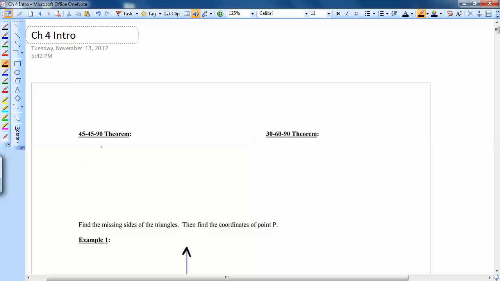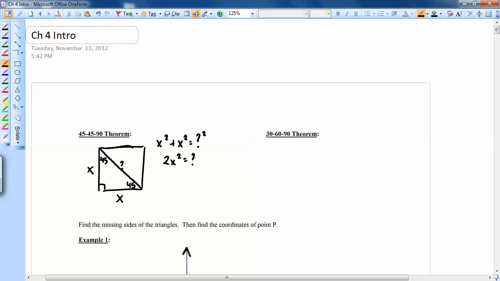The 45-45-90 theorem comes out of a square. If you start with a square and all the sides are x, and all the angles are 90, then if you slice the square with one diagonal, you've created two 45-degree angles. And you can use the Pythagorean theorem to solve for this missing side. So x squared plus x squared equals the question mark squared, and you get 2x squared equals the question mark squared.